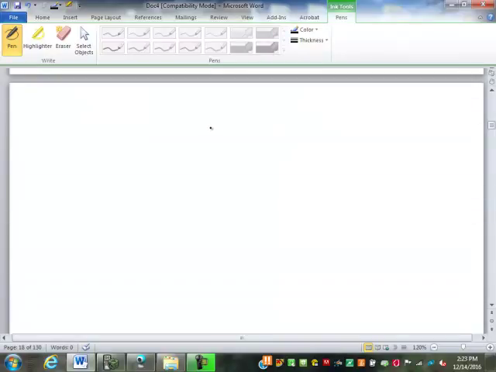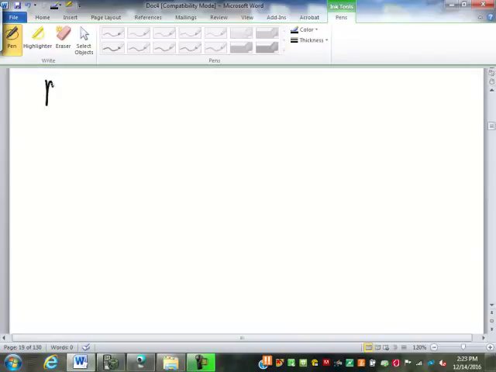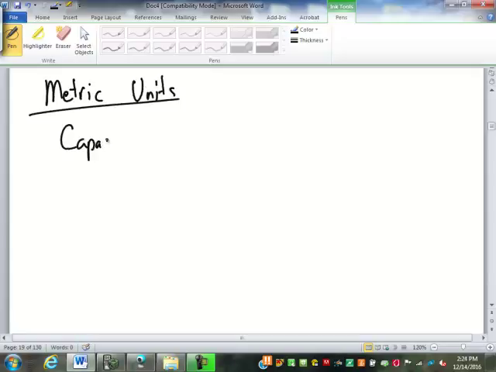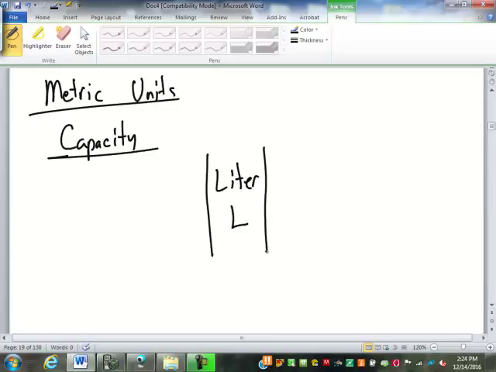Okay, so let's take a look now at metric units. We'll start out with capacity. So our metric unit of capacity is the liter, abbreviated with just an L. Now, I was always taught that it had to be abbreviated with a capital L. The reason for that was this. Is that 51 or is it 5 liters? Well, if that's a capital L, it's obvious that it's 5 liters.